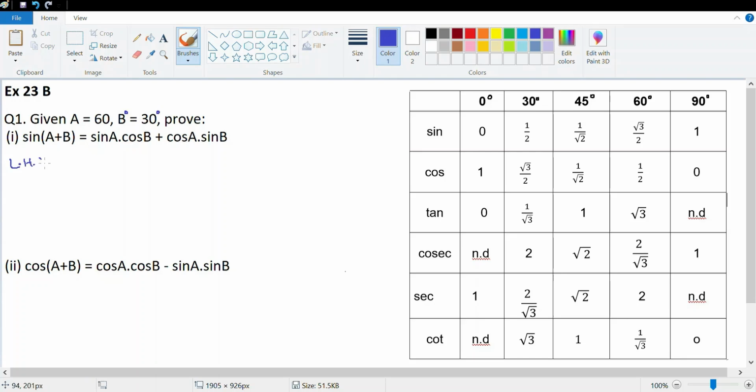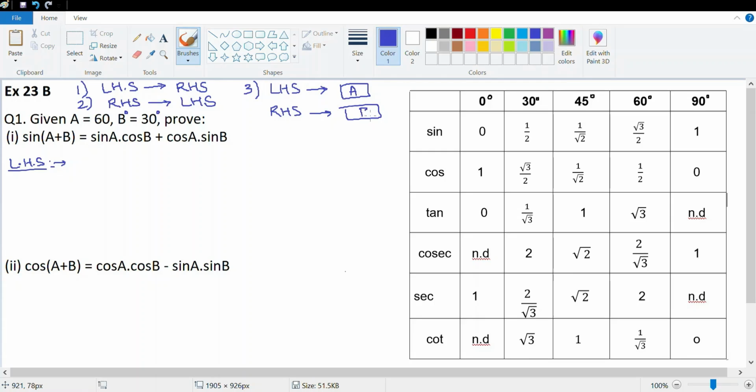Like I've said earlier, there are 3 ways of proving it. Option 1, you work with left hand side and prove it equal to right hand side. Option 2, you start with right hand side and you prove it equal to left hand side. So that's option 1. This is option 2. And the third option is you work with left hand side, make it equal to a particular number, let's say A, and you work with right hand side, you make it equal to another number, let's say A. So if A and A are equal, which means left hand side can be reduced to A, right hand side can be reduced to A, which means left hand side and right hand side are equal.